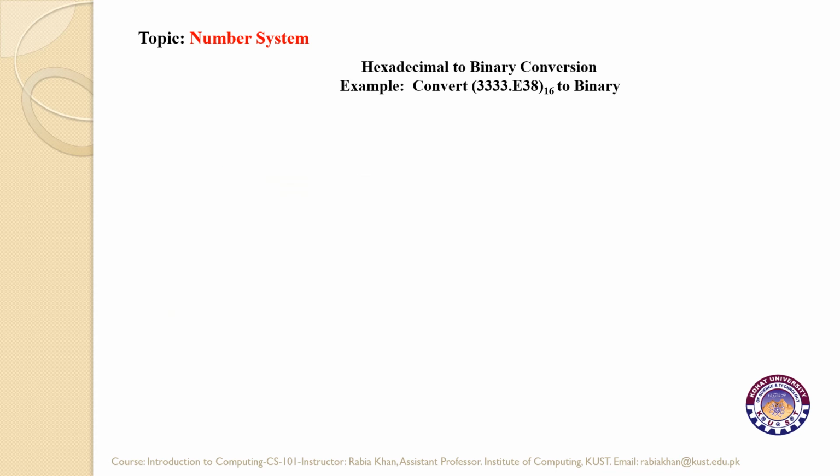Here we are given a hexadecimal number 333.E38 and we have to convert it into a binary number. So first we have to write every digit separately like this. We have written every digit separately. Also we have to write the equivalent of alphabets, such as E is equal to 14. This is for your convenience so you can better generate its 4 binary bits.